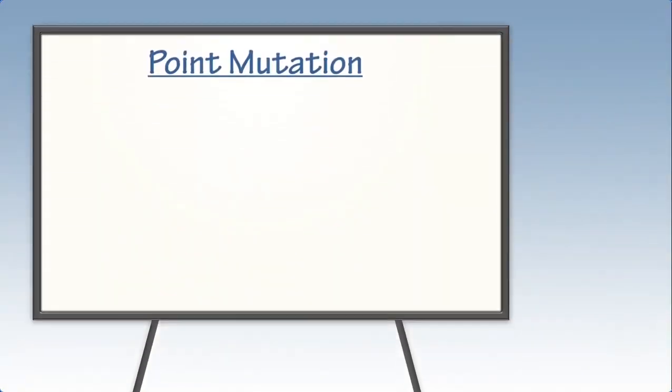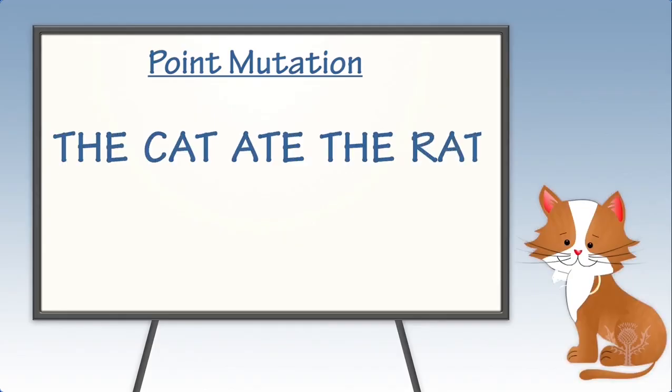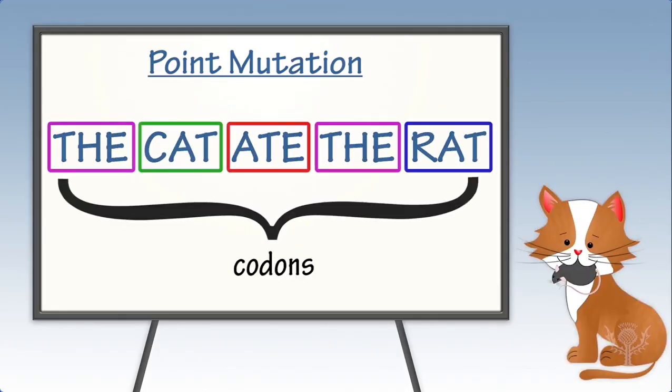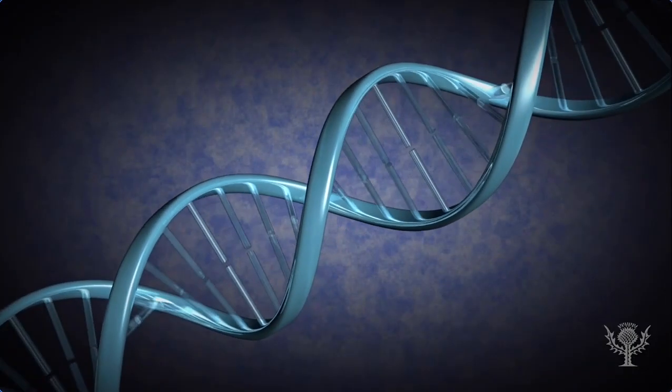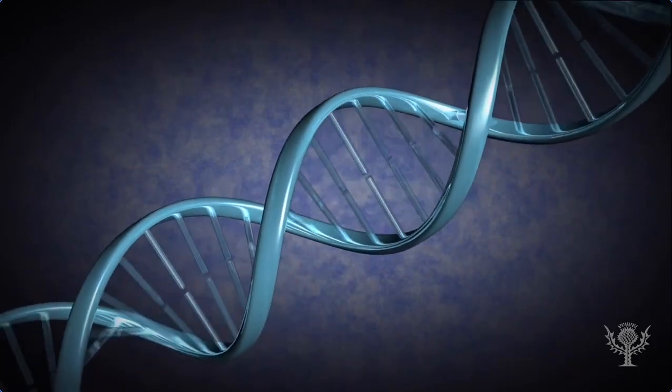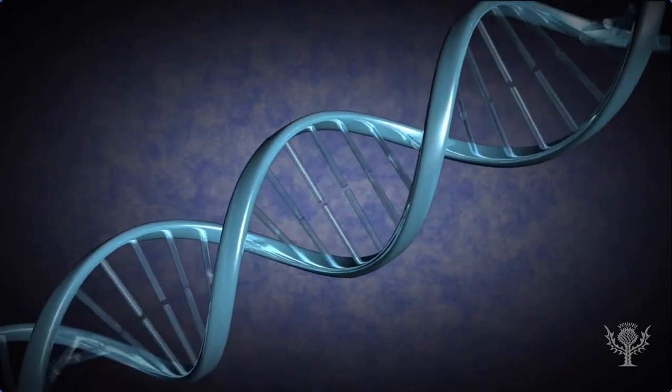Here's an example of how this works. This sentence, composed of 3-letter words, is similar to a DNA sequence made up of 3 base sequences called codons. Now, what happens if one letter is changed? The sentence now has a different meaning. Notice that the change affects just one word. If this was a DNA sequence, a change in one codon might not cause problems, but in some cases, it can have a severe effect.